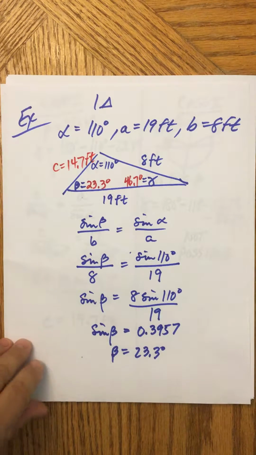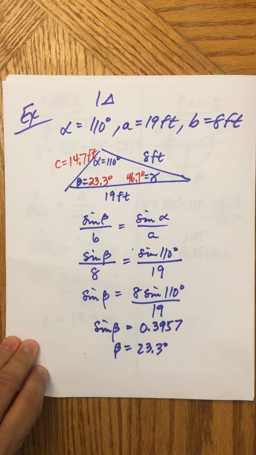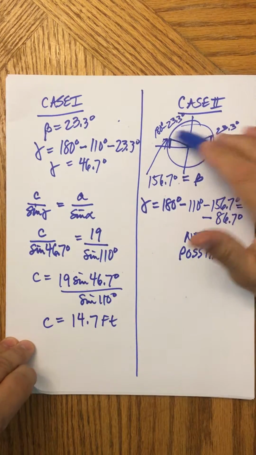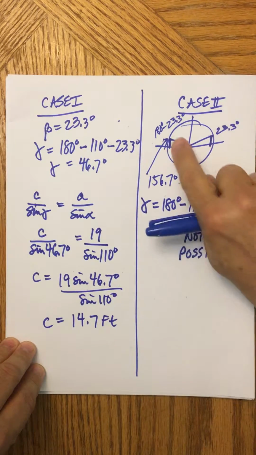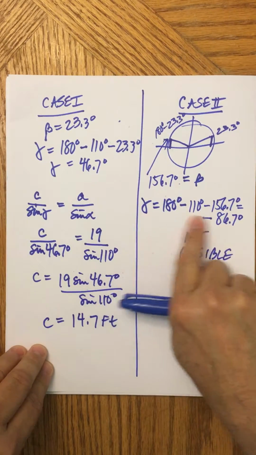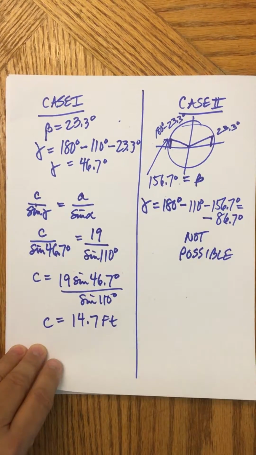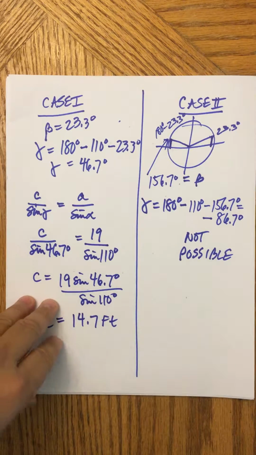So that's solving the ambiguous case where there's one triangle, and we realized when we went to figure out the other possibility for case 2, the angle was too large, so that the sum of the three angles exceeded 180 degrees. So we knew we couldn't have that possibility. All right, the last possibility is when we have two triangles. Let's go through that one.